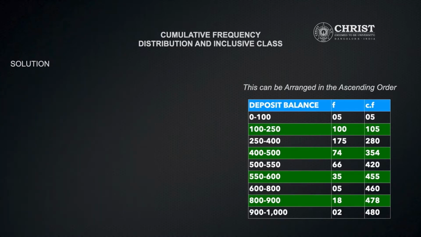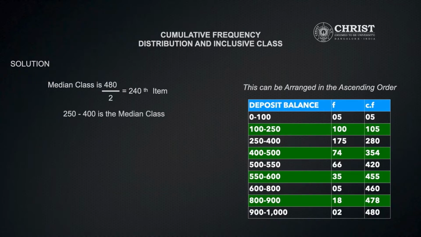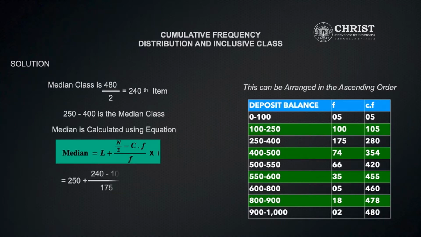Now we have to compute the median. The median class is the cumulative frequency total divided by 2, that is the 240th item. So the 240th item gives the median class as 250 to 400. Now we can calculate the median. M is equal to L plus N by 2 minus cumulative frequency, divided by F, into I. Substituting the values, you get 250 plus 240 minus 105 divided by 175, into 150. So here it is 250 plus 115.7, which is equal to 365.71.